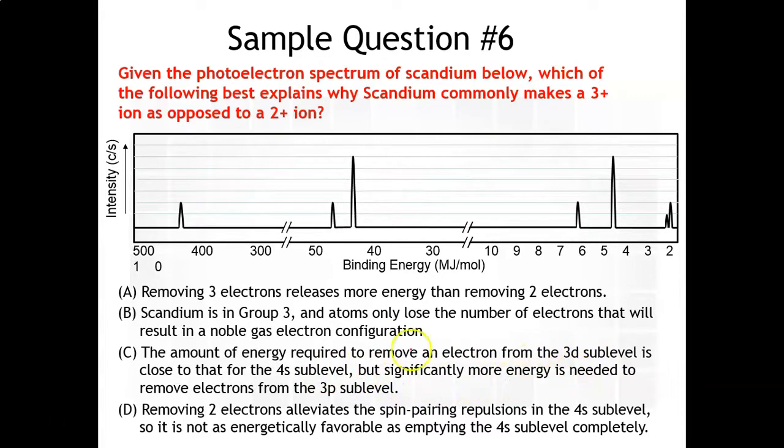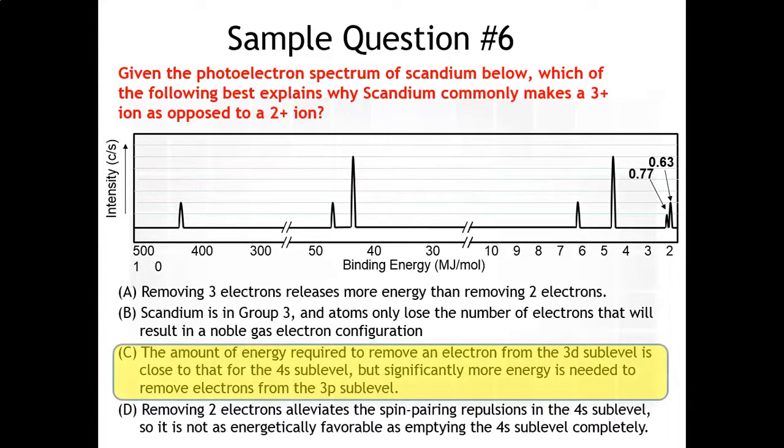But significantly more energy is needed to move electrons from the 3p subshell. That's absolutely true. Removing 2 electrons alleviates the spin pairing repulsions in the 4s sublevel, so it's energy favorable. I mean, that just sounds like a bunch of gibberish. So the correct answer for this one, because you're looking at that, is C.